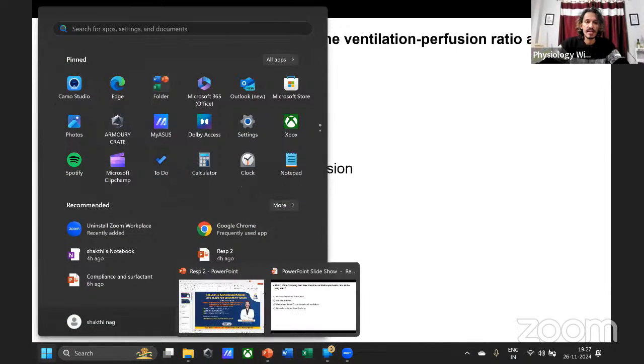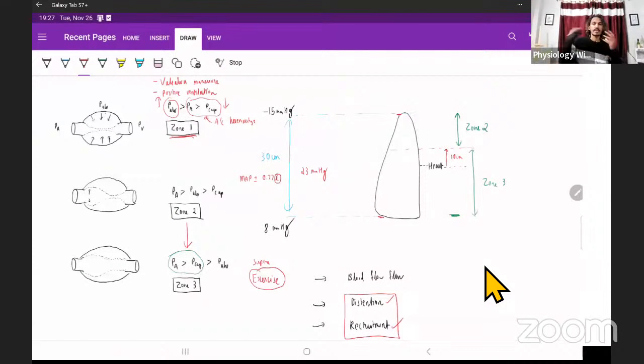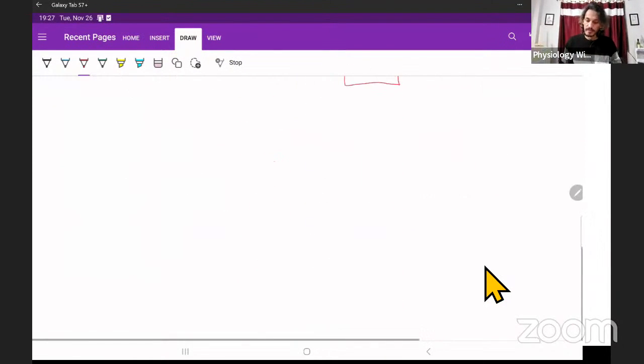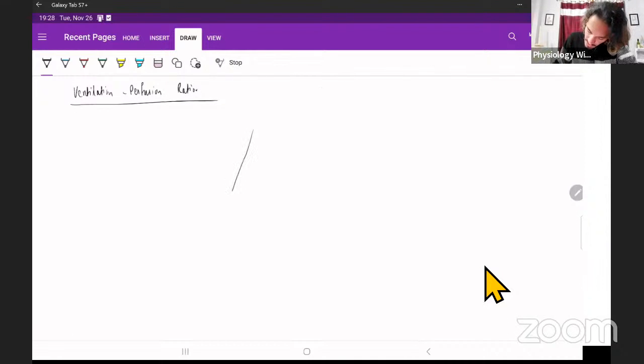Now we need to understand another concept. Now that we understood your pulmonary circulation, and a little bit about your ventilation, we come to what we call the ventilation perfusion ratio. So what we were talking about earlier, we have the lung again, and we have the top part and the bottom part.